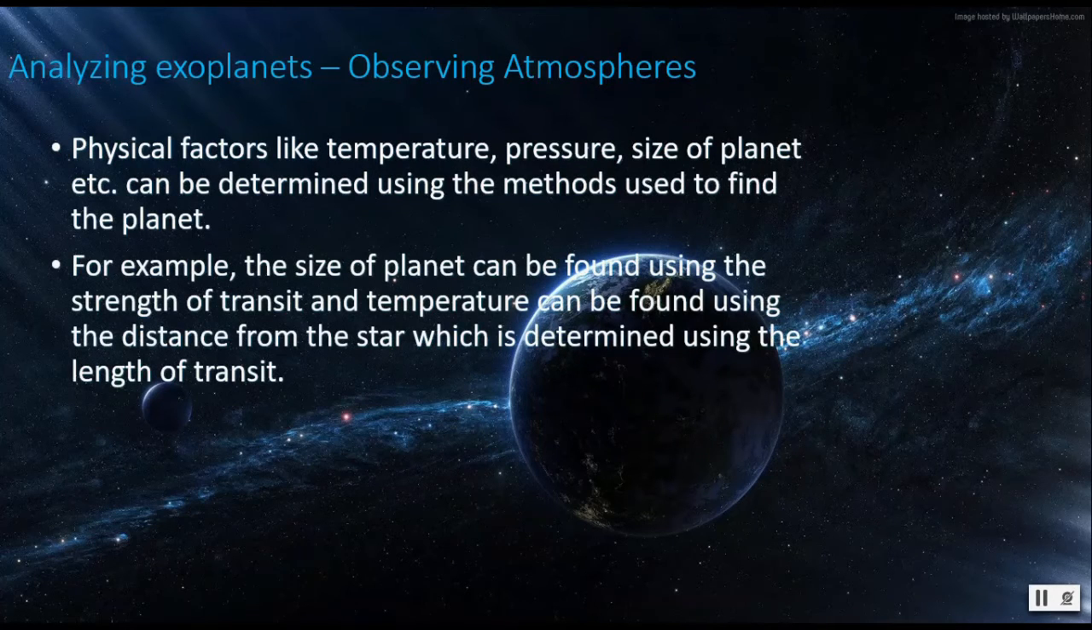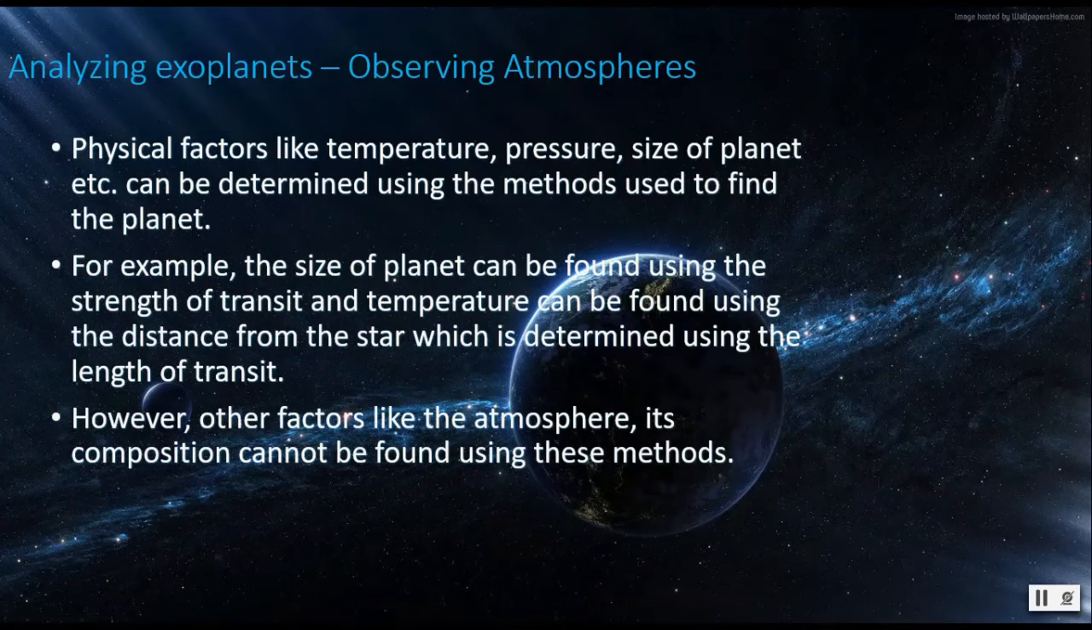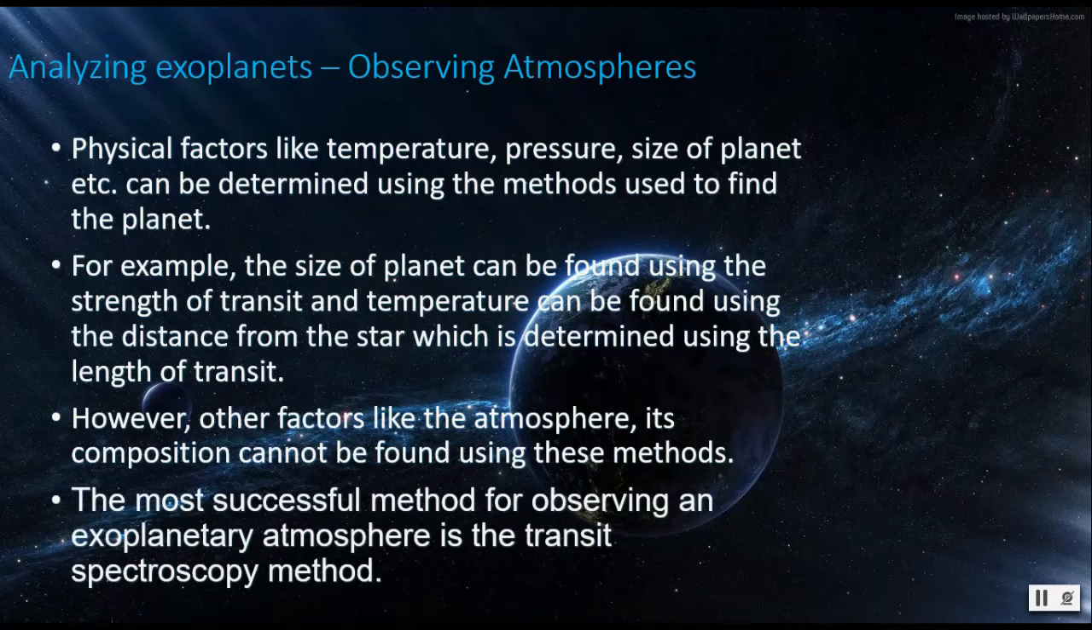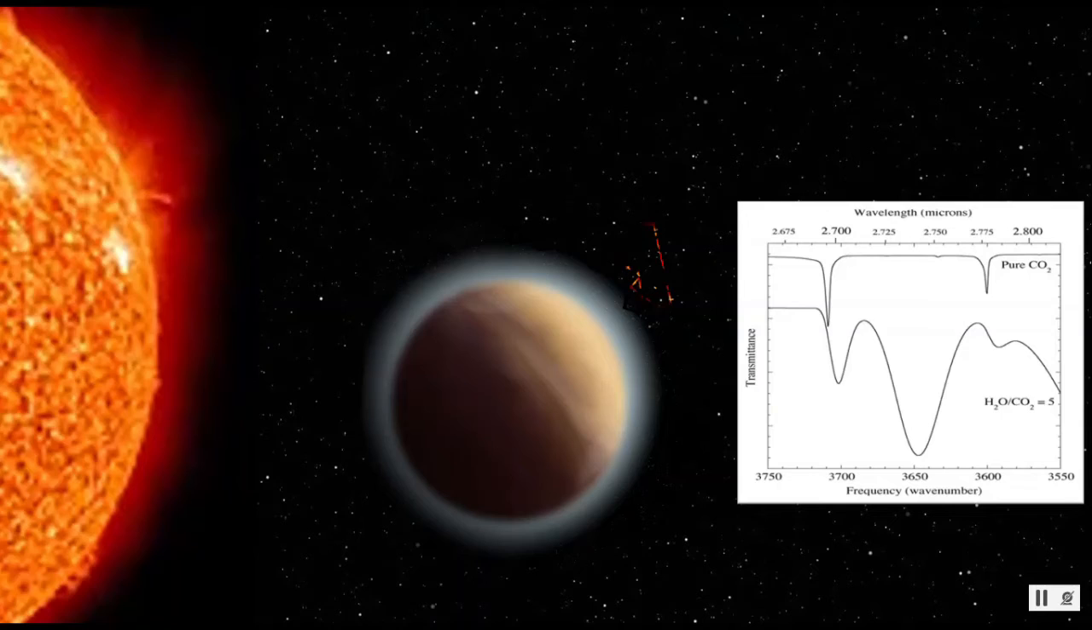Let us see how we determine the gaseous atmosphere of a planet. It is found using the transit spectroscopy method. When the stellar light passes through the exoplanetary atmosphere, most of the light makes it through, but some of the light is absorbed. This absorption causes an absorption spectrum, which we can see from the image there.